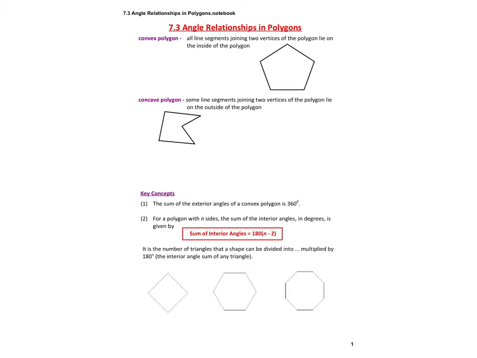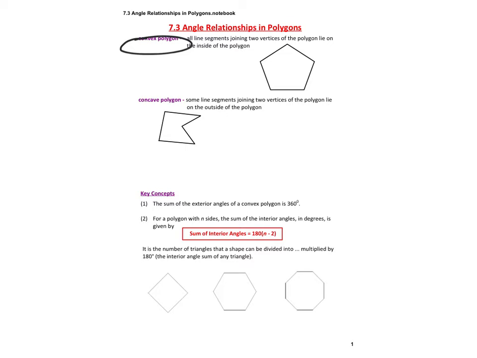A convex polygon is one where all line segments joining two vertices of the polygon lie on the inside of the polygon. And a concave polygon is one where some line segments joining vertices of the polygon lie on the outside of the polygon. For this lesson, we're only going to be looking at convex polygons. So you don't really have to worry too much about concave. It's just good to know the difference.